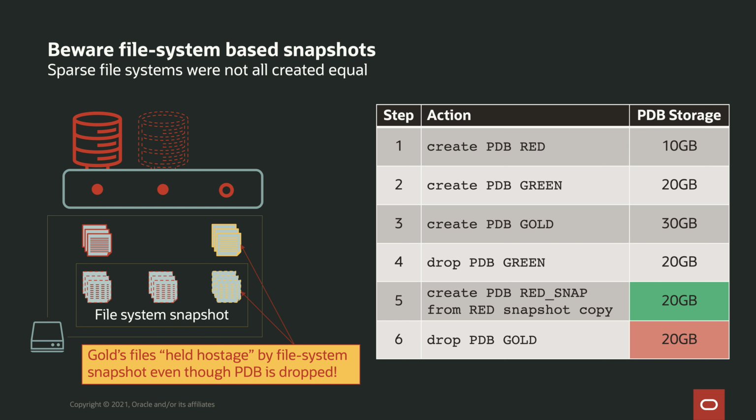You can imagine how it might be possible to actually consume more storage, not less, when using snapshot cloning than with regular cloning, if there is a lot of creation and dropping of PDBs going on in an environment where snapshot cloning is also taking place. Clearly, this is an undesirable outcome, and the workaround is to have different file systems within the CDB.